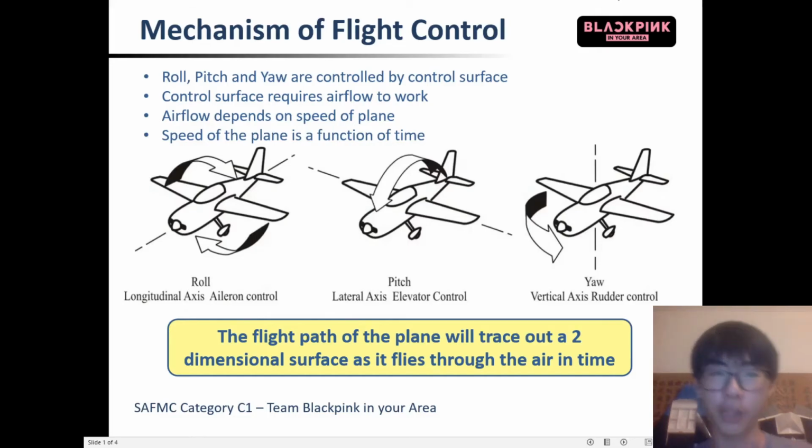Roll, pitch, and yaw are controlled by a control surface, which requires airflow to work. Airflow depends on the speed of the plane, which is a function of time. Therefore, the flight path of the plane will trace out a 2-dimensional surface as it flies through the air in time.